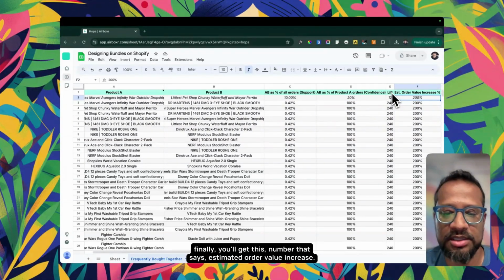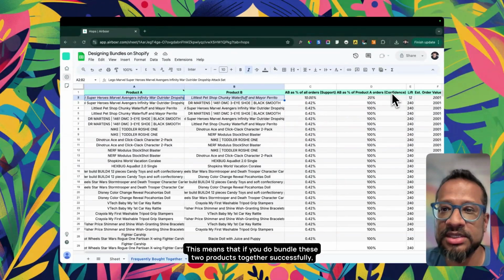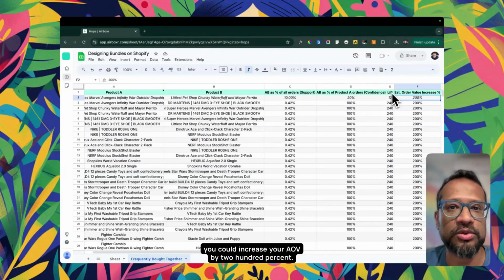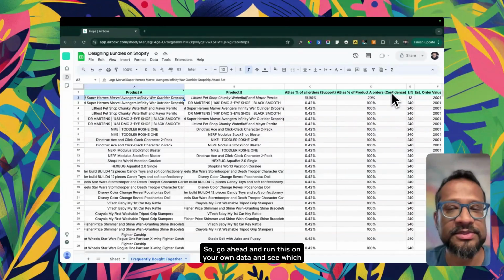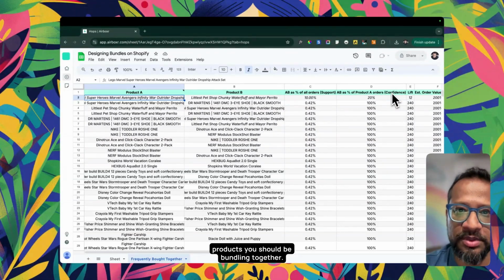Finally, you'll get this number that says estimated order value increase. This means that if you do bundle these two products together successfully, you could increase your AOV by 200%. So go ahead and run this on your own data and see which products you should be bundling together.